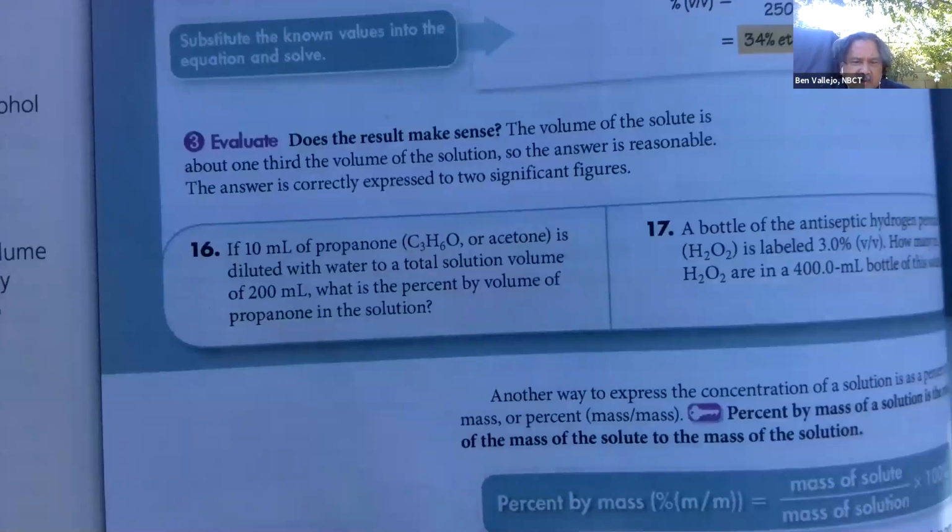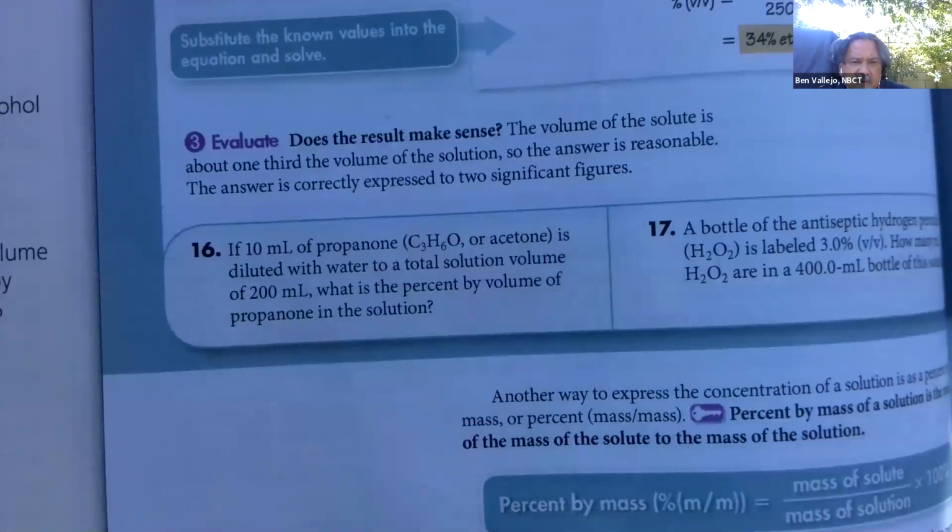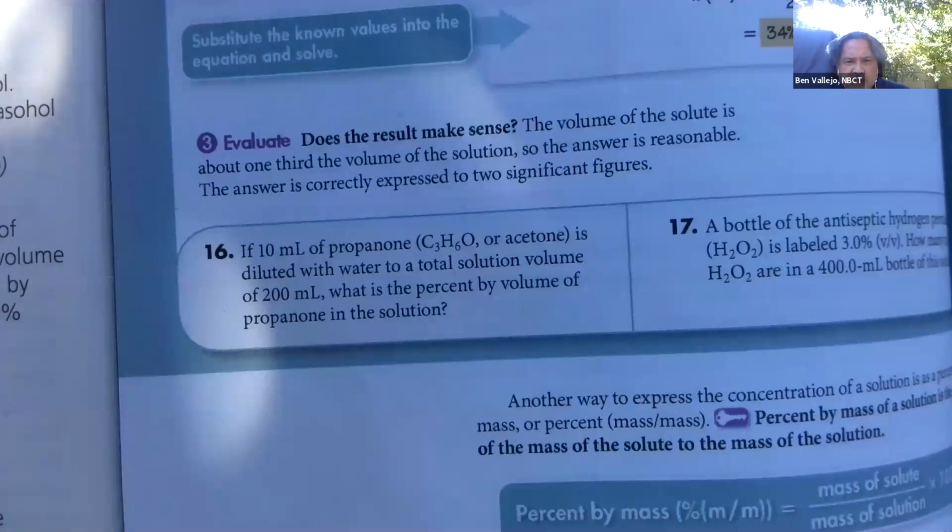All right, here we go. And there it is right there. You have 10 milliliters of propanol, C3H6O, also called acetone. It is diluted with water to a total solution volume of 200 milliliters. What is the percent of volume of propanol in the solution?